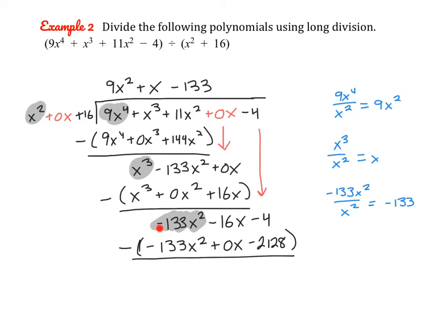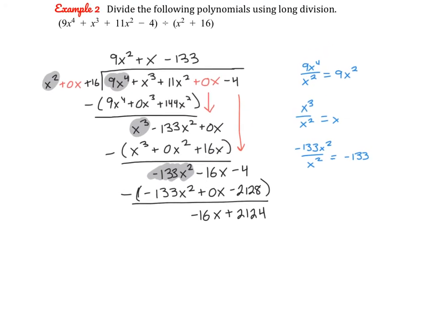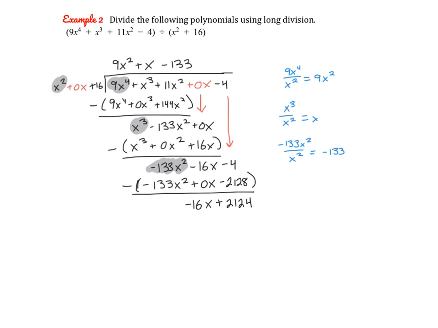So here, negative 133 minus negative 133 actually gives us 0, so that cancels out. Negative 16 minus 0 is negative 16, so negative 16x. And then negative 4 minus negative 2,128, be careful there, actually gives you positive 2,124. So since we are done bringing down terms, we have no more terms to bring down. We know that we're done with the process, so we do have a remainder.